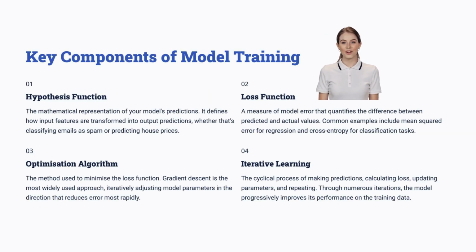The hypothesis function transforms input features into predictions, crucial for tasks like spam classification or house price prediction. The loss function measures prediction errors, using metrics like mean squared error or cross-entropy. Optimization algorithms, notably gradient descent, iteratively adjust parameters to minimize these errors, enhancing model accuracy through iterative learning cycles.